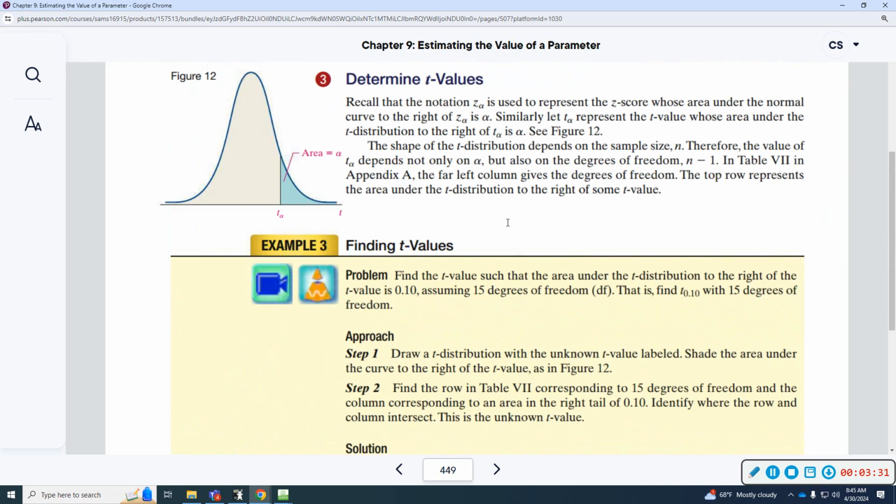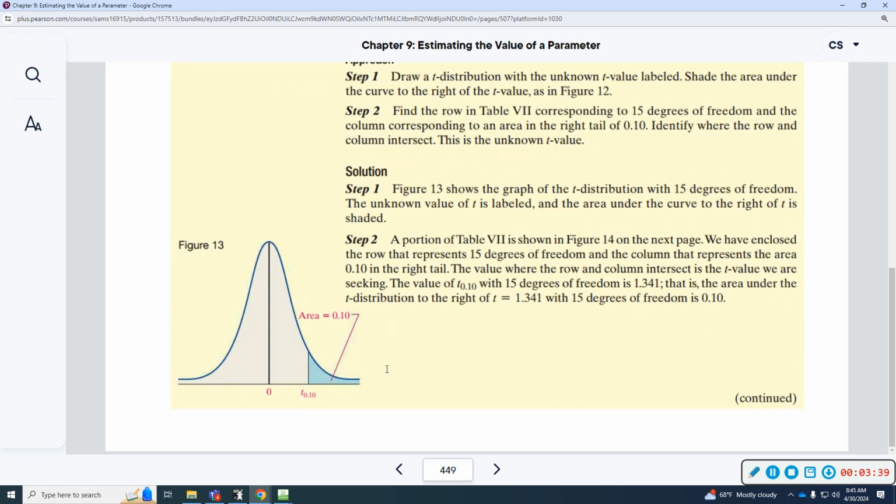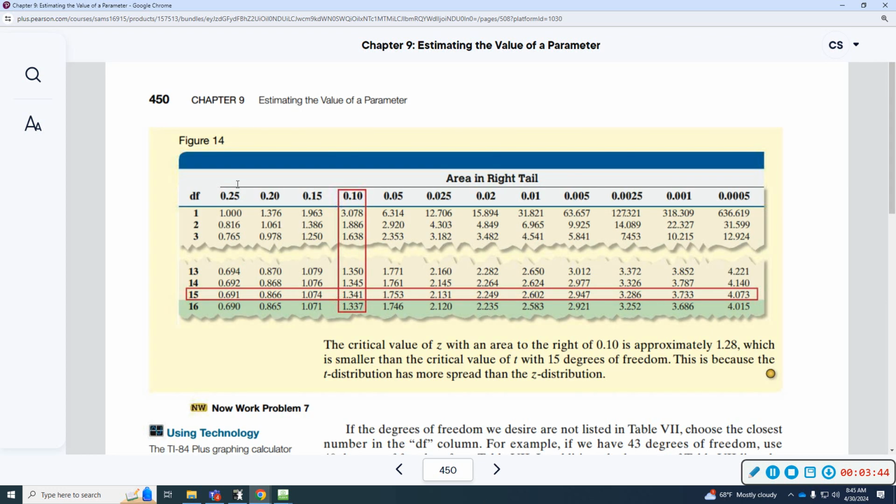And then it talks about finding z alpha or t alpha, and here are the steps to the right, and they're showing you how to find that with the degrees of freedom, which I will use a table and show you as well. So here's the table that they're talking about. Critical Z, area under the curve to the right of 10%, is approximately 1.28, which is smaller than the critical value of t with 15 degrees of freedom. So they're showing you 15 degrees of freedom. t is 1.341, where the Z would be 1.28.